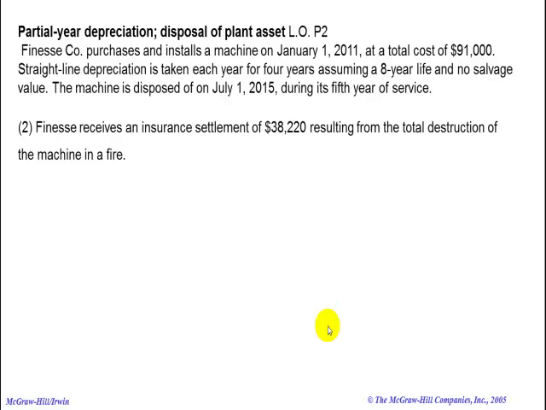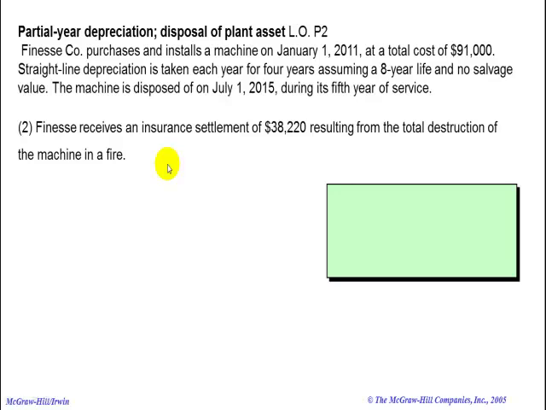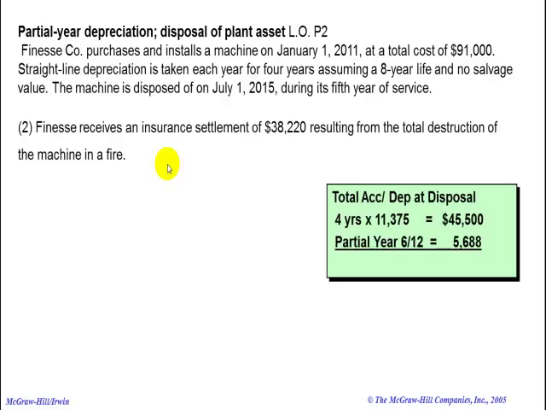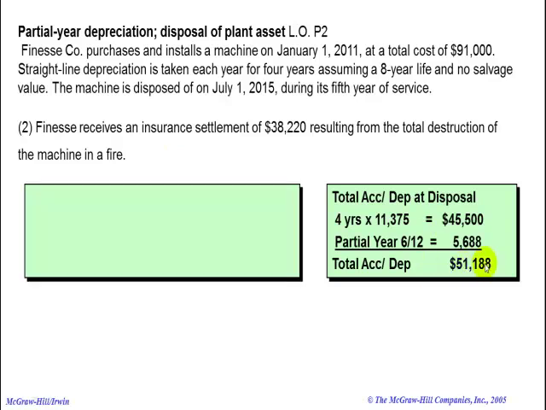Let's go a little further. Finesse receives an insurance settlement of $38,220 resulting from the total destruction of the machine in a fire. This is another scenario here. We've got the same total accumulated depreciation of $51,188. When we record the money we took in from the insurance settlement, which is $38,220, you already know from the last situation that we had a book value of $39,812.